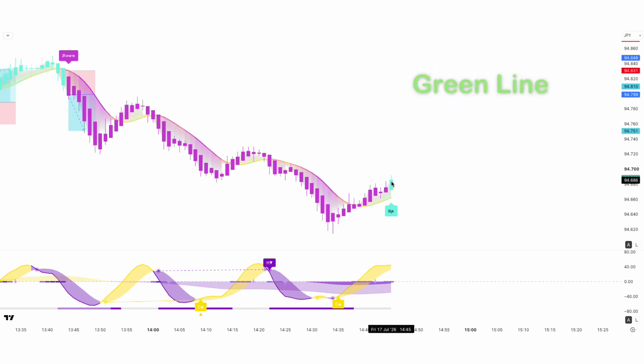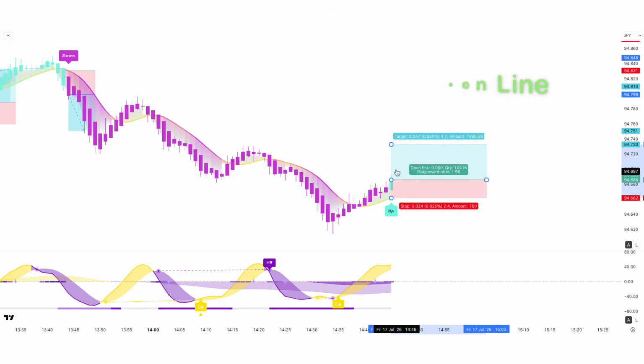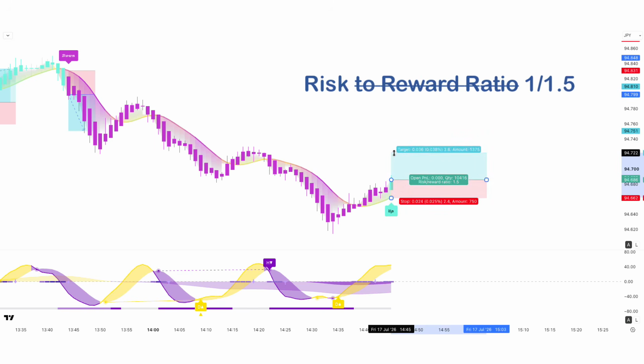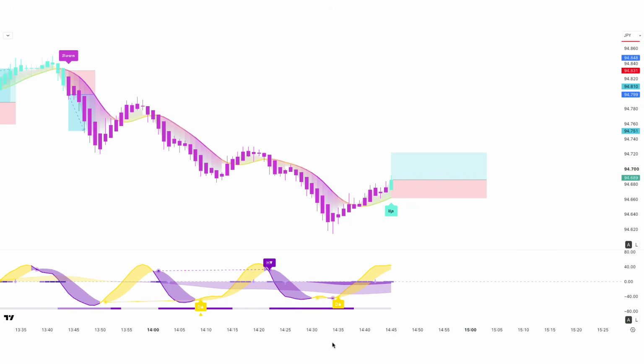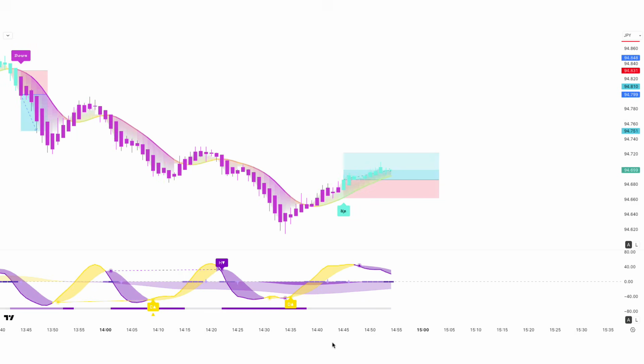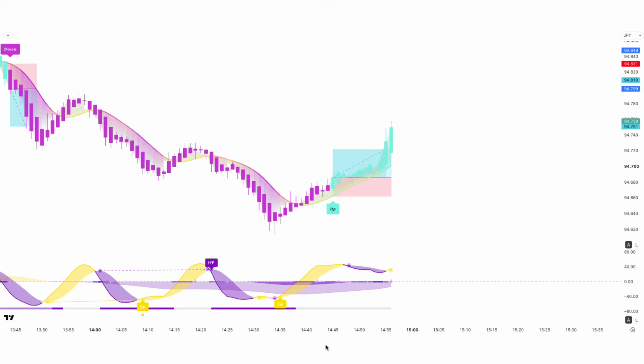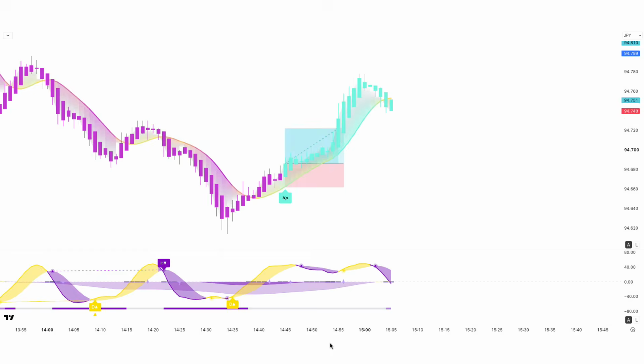Our stop loss is to be placed at the green line, and the risk-to-reward ratio will be 1:1.5. Let's see what happens to our trade. We have won the trade. Let's find the next trade.